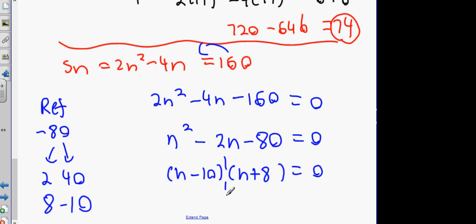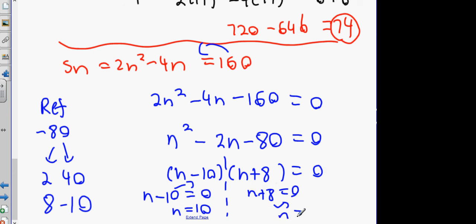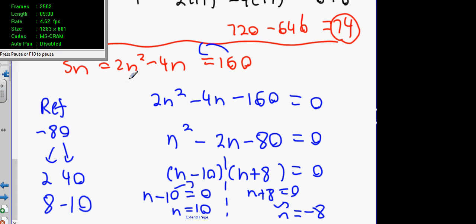So here's what you get. n minus 10 equals 0, n equals 10. Or n plus 8 equals 0, n equals minus 8. So n equals 10 has to be the answer because n has to be a positive number. That's the end of that part.